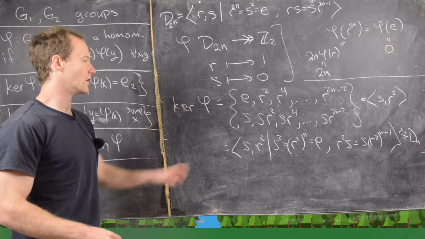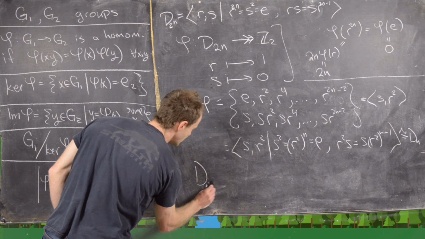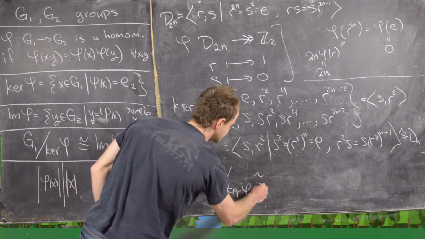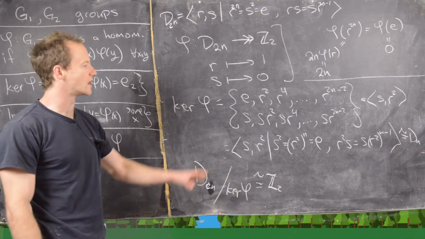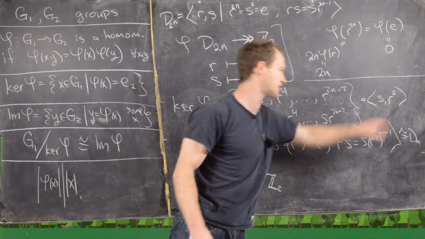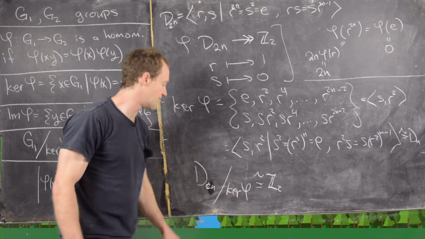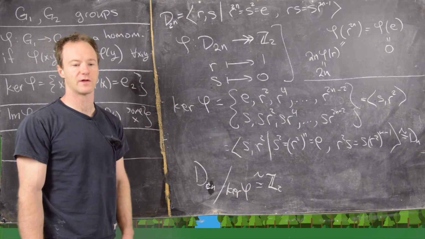Okay, good. So from this, we can see that D2n mod this kernel is isomorphic to Z2. And you can think about this kernel any way you want to. You can think about it as being generated by those two elements. You can think of it as a copy of Dn living inside D2n. Okay, good. I'll clean up the board and then we'll move on.